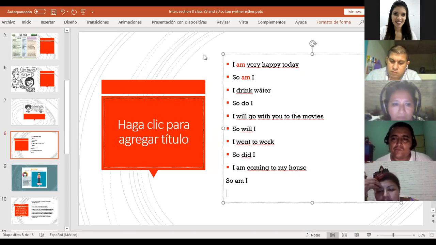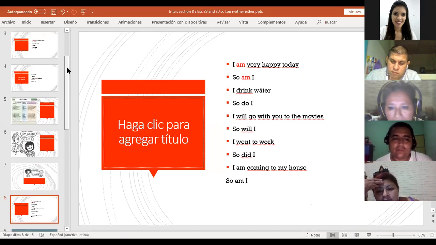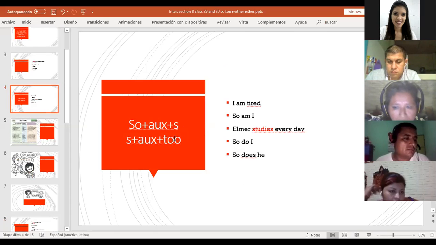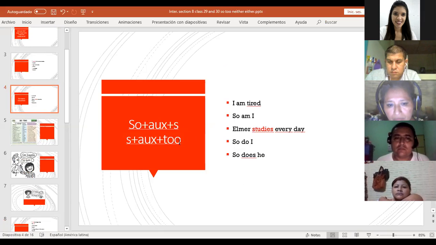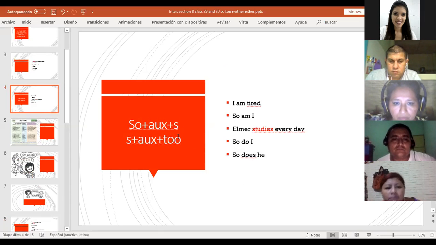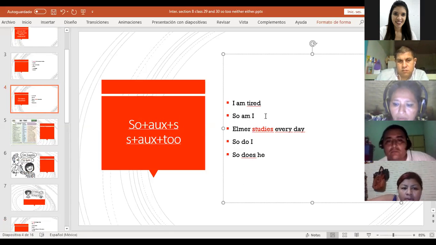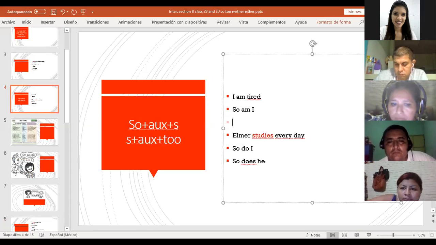So now let's go back here. I'm going to take you back to my formulas. Look at this one right here. We're not going to talk about so anymore. We're going to use too. Notice, so is at the beginning, but in this case, too is at the end of my agreeing sentence. So I have subject plus auxiliary plus too, but we're still using the auxiliary. Okay? So if I say, I am tired, so am I, or using too, ¿cómo me quedaría?